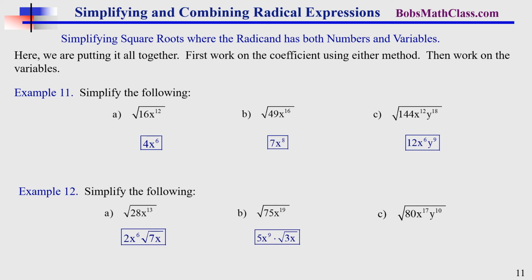Okay, 80. Method 1 is 16 times 5. Square root of 16 is 4. Or you could write it the prime factorization. There should be 4 2's and a 5. And then divide the exponents by 2. So 4x to the 8th, y to the 5th, times the square root of 5x.